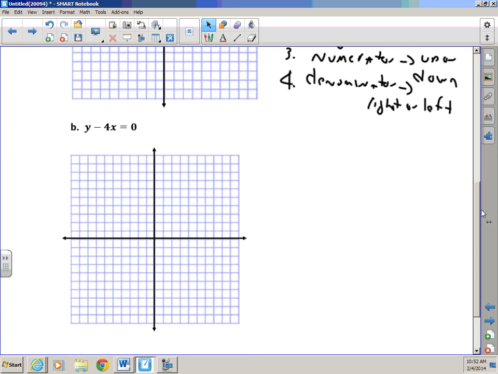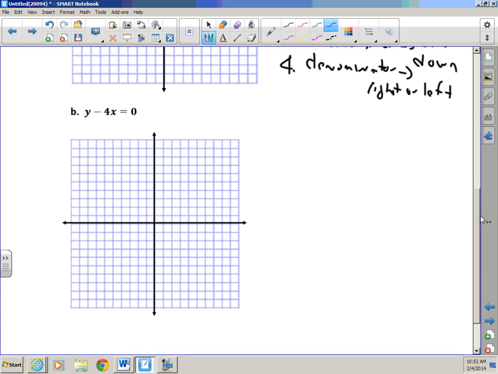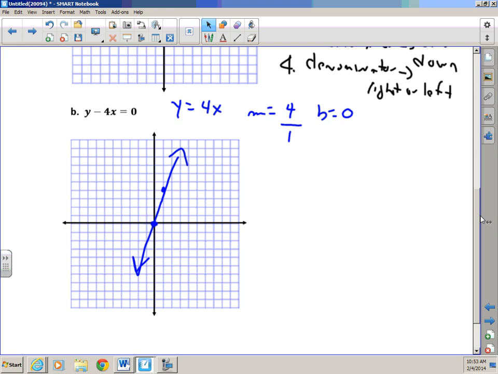Okay? Now, the next one, it's not set up yet. I have to add 4x to both sides. So my slope is 4. My y-intercept is 0. If my slope is an integer, remember your denominator is always 1. My y-intercept is 0, which means it's the origin. And I'm going to go up 4 and to the right 1 because it's a positive slope. And if you might remember early in this unit, we talked about lines going up to the right are positive, or up to the left is negative.